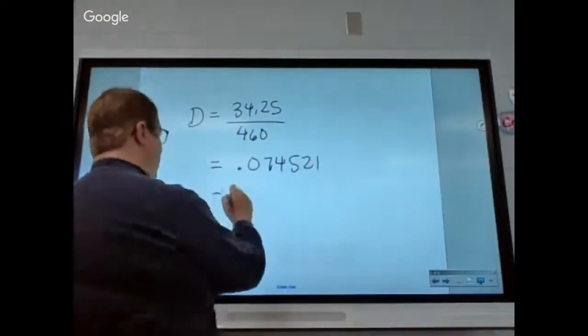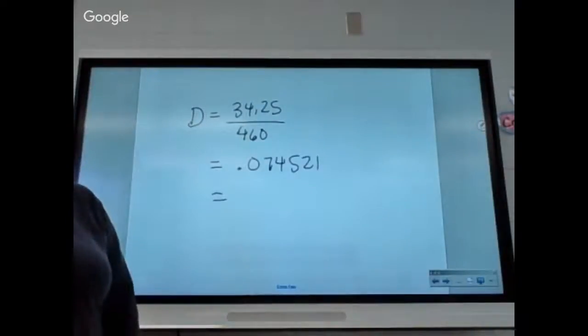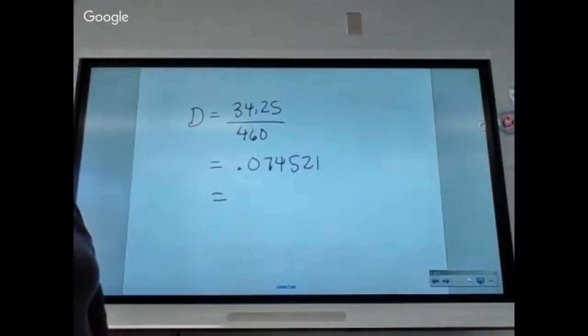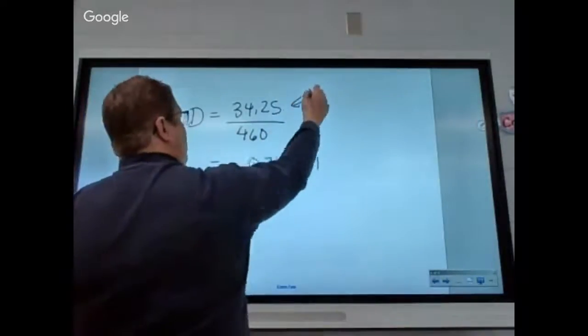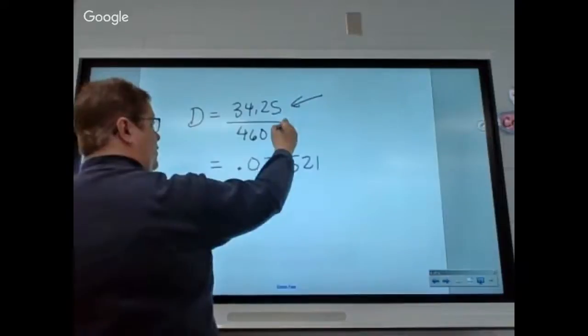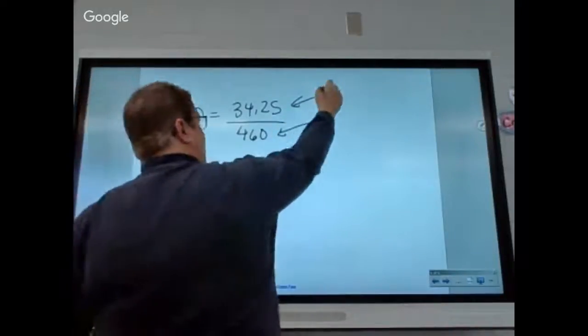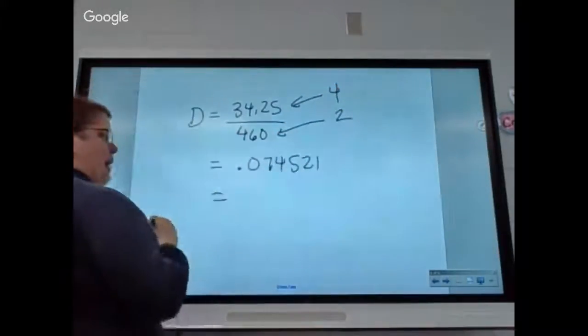All right, so what am I rounding it off to? Two significant digits. All right. Betsy says 2. Do we agree? You should, because this one has how many? 4. This one has how many? So if that one had 4 and this one had 2, I only want 2 in my answer.